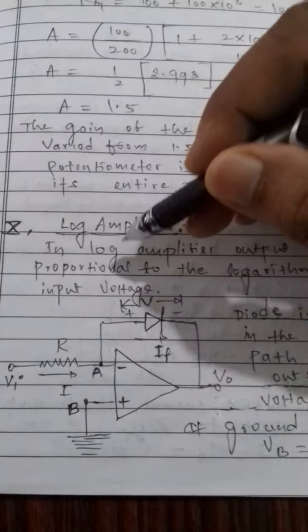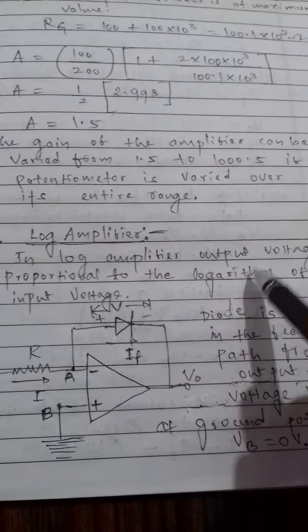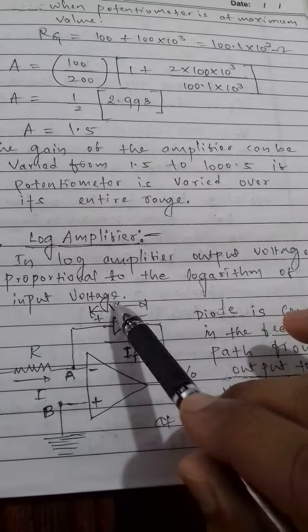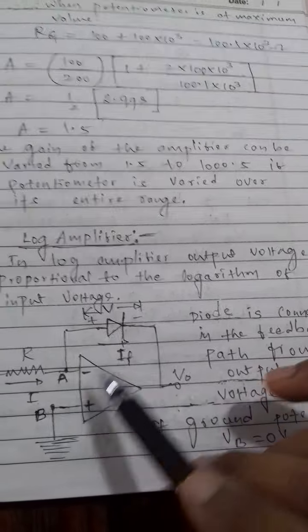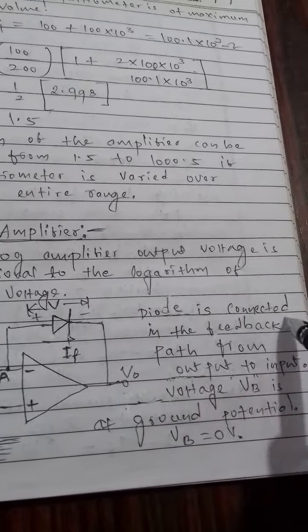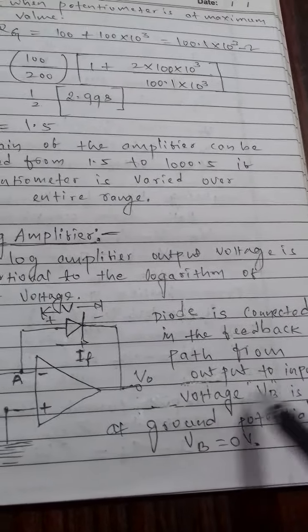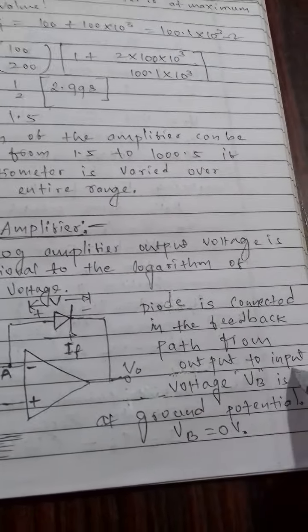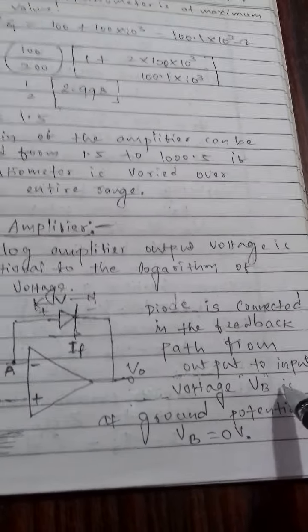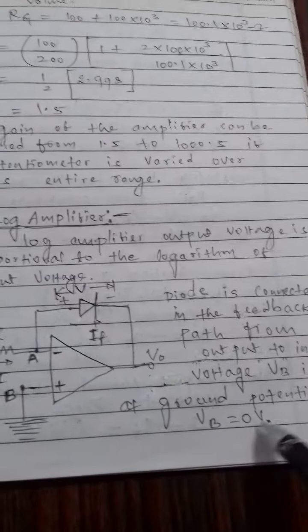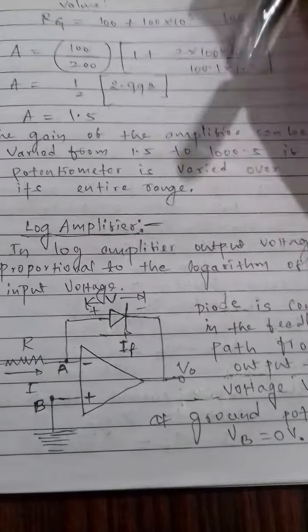The log amplifiers. In log amplifiers, the output voltage is proportional to the logarithm of the input voltage. So here this one is a log amplifier. A diode is connected in the feedback path from output to the input. Voltage VB is at ground potential, that is VB is equal to 0 volts.